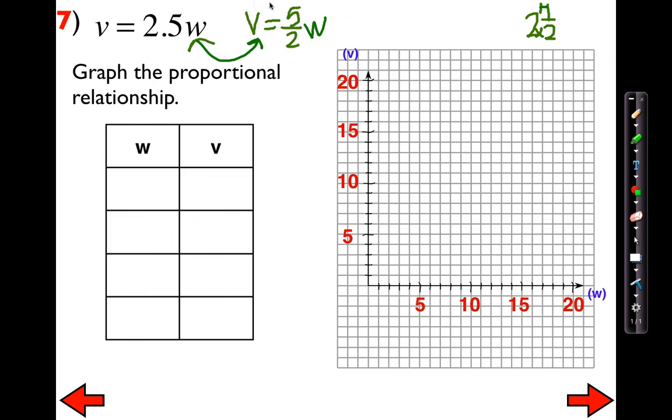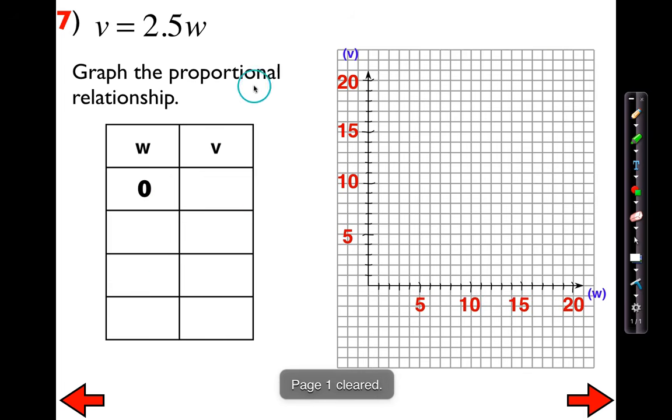Now, once again, why did I pick a fraction? Because by picking a fraction, I'm going to be able to pick values that will create whole numbers, because you always want to pick multiples of the denominator. So I would pick 0. Multiples of 2 would be 2, 4, 6. These numbers would allow me to ensure whole numbers as the output.